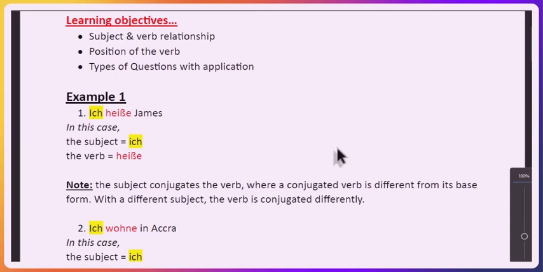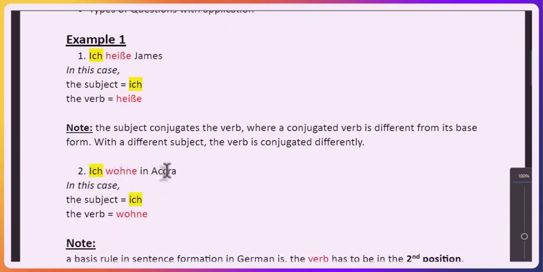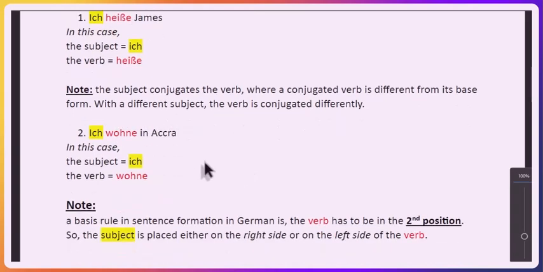With this one, let me show another example. I live in Accra, I stay in Accra. We know to live is a verb. In this one, the verbs are marked in red and the subject in yellow. So I'll put the notes in the description. You can download and go through. My explanation is simple so that you will know the difference.